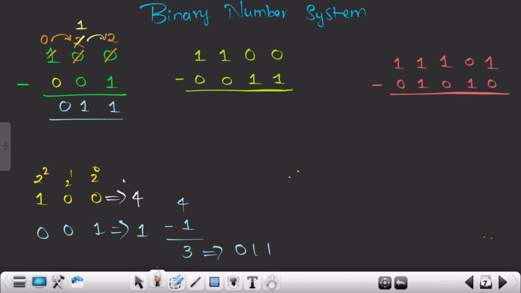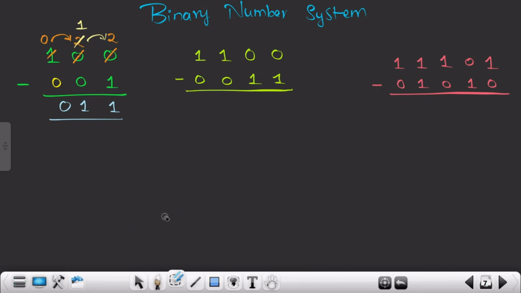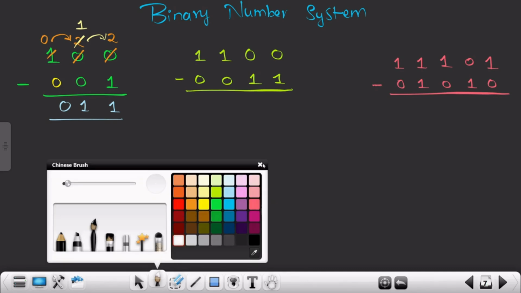Okay, so I'm not performing this particular operation with these particular numbers. That will simply waste our time, because I hope that now you are very much familiar with how to convert binary to decimal to binary and all. Okay, alright, so see how I'm going to perform this particular operation.